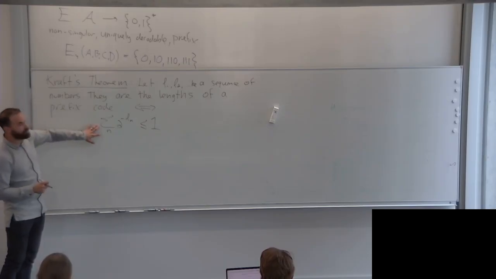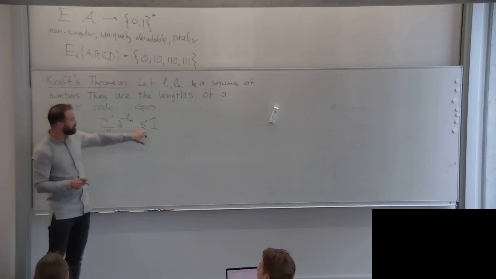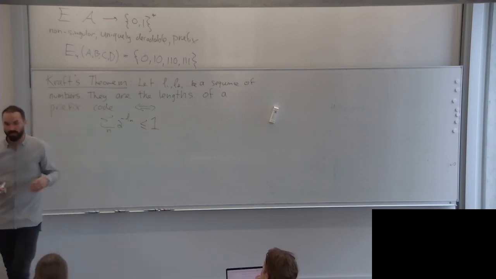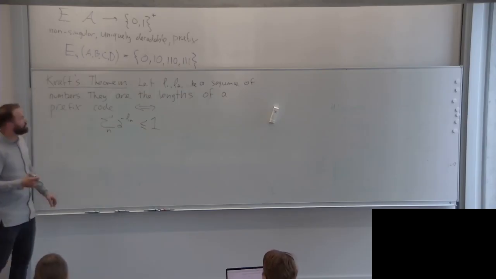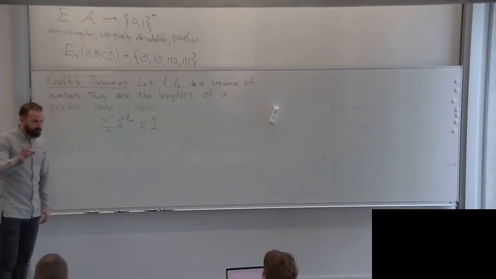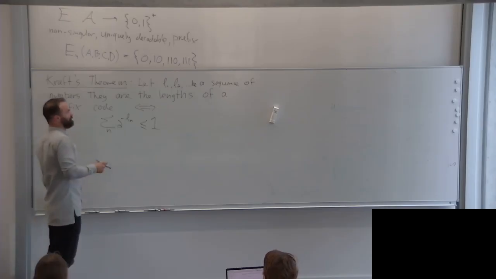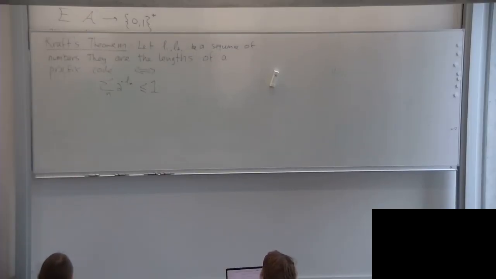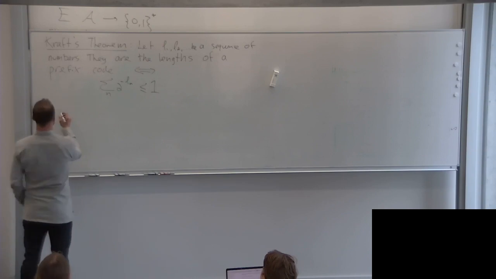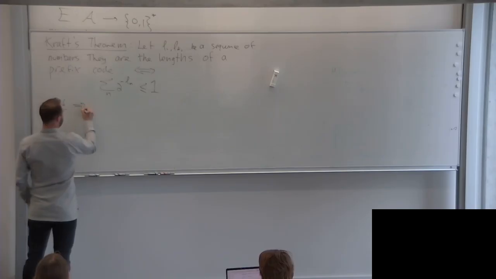So this is known as Kraft's inequality. You've got a bunch of numbers. You sum 2 to the minus each of those numbers. And if it gives you a number smaller than or equal to 1, then we say that the bunch of numbers fulfills Kraft's inequality. And the statement of the theorem is that a bunch of numbers fulfills Kraft's inequality if and only if you can read them as the lengths of a prefix code. So let me start with this direction. Proof. We're going to start with this direction.